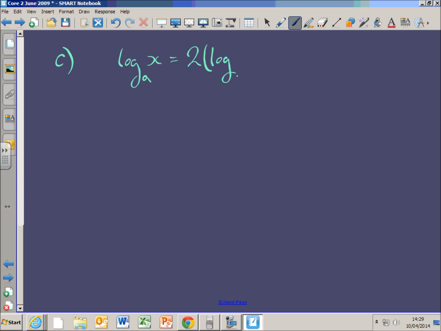Okay, log to the base a of 3 plus log to the base a of 2. I'm just going to do this really quick, and if you want to watch it again, you'll have to watch it again. 2 logs in the middle I can write as 1 log with the things multiplied. Do you agree with that first statement?